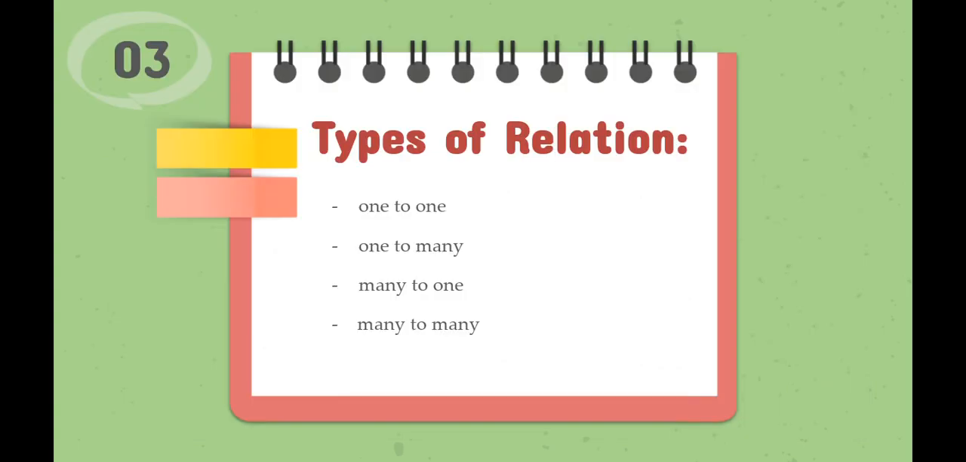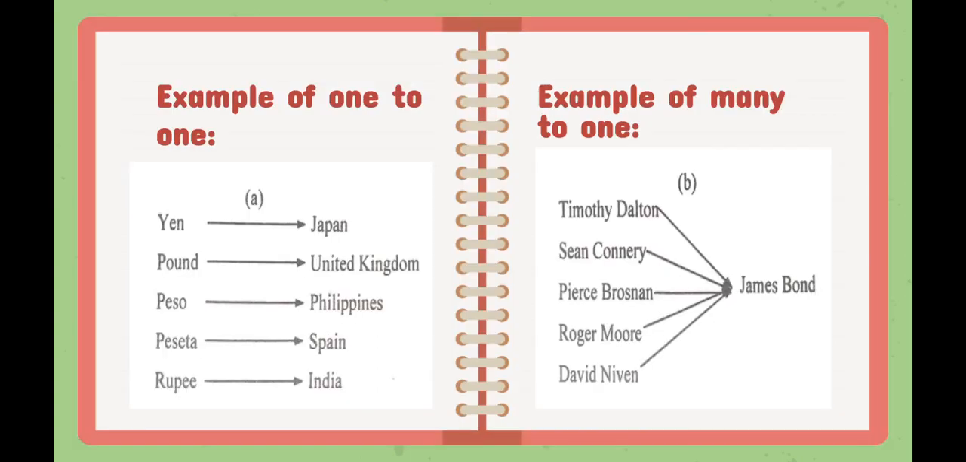So, meron po tayong 4 na relation. Ito po ang mga 4 na relation nito. Ano-ano po ba ito? We have the one-to-one, one-to-many, many-to-one, and many-to-many. So, ito po ang example ng one-to-one. We have yen in Japan, pound to United Kingdom, peso to Philippines, peseta to Spain, rupee to India. Pag sinabi nating one-to-one, sa madaling salita, isahan lang po. Kada y values, may tagi-iisa silang x values.